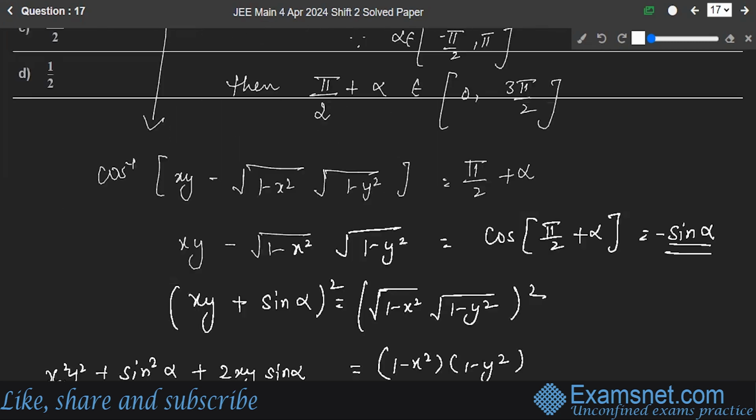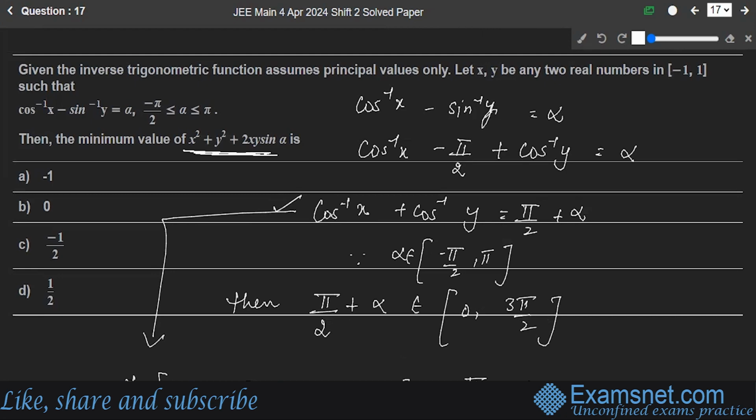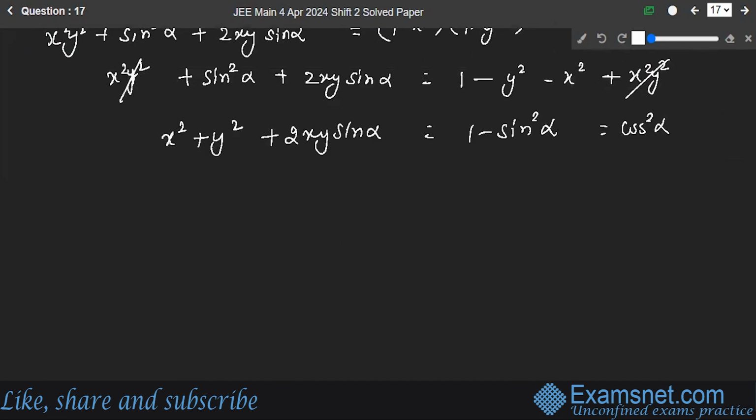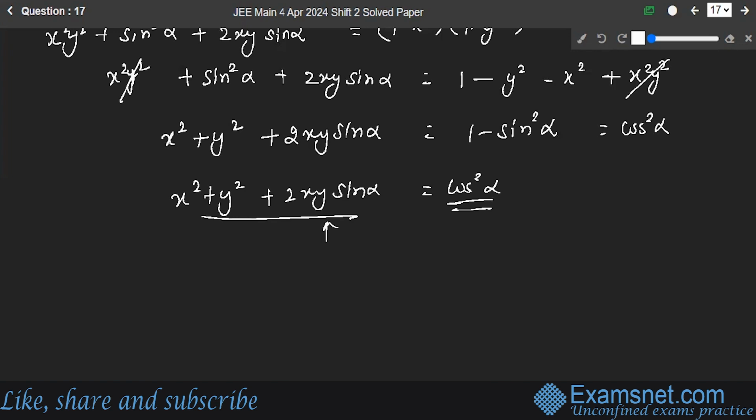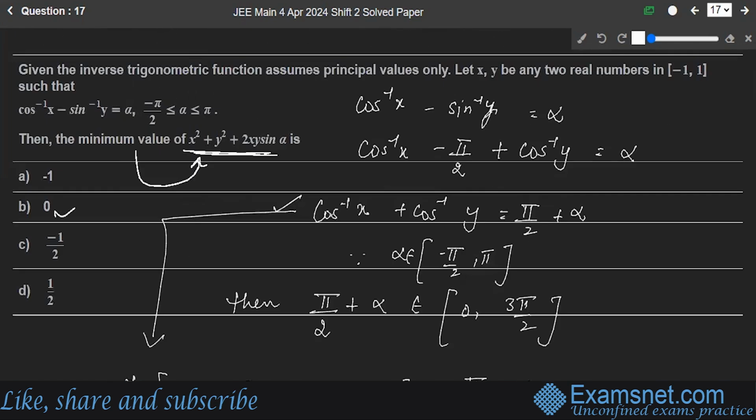So now this is what was asked in the question. You were asked the minimum value for this expression. This is your final expression, x square plus y square plus 2xy sine alpha is equal to cos square alpha. So the minimum value for this expression is when cos alpha is equal to 0. So it's 0. That's it. 0 is the answer to the question.